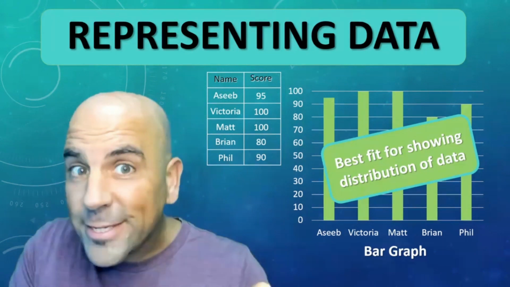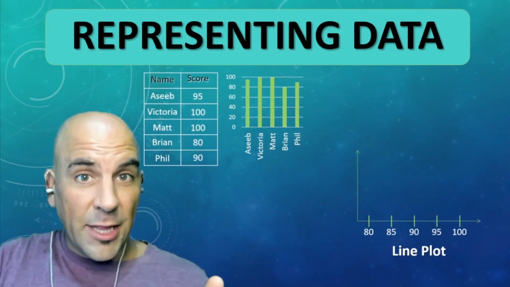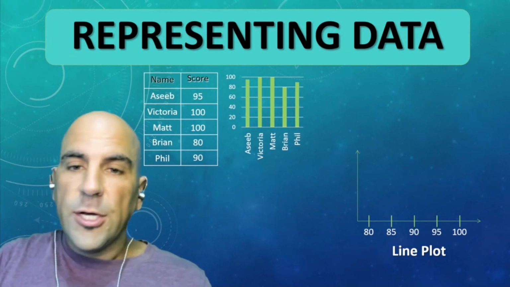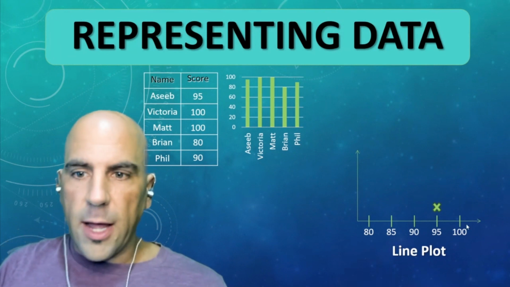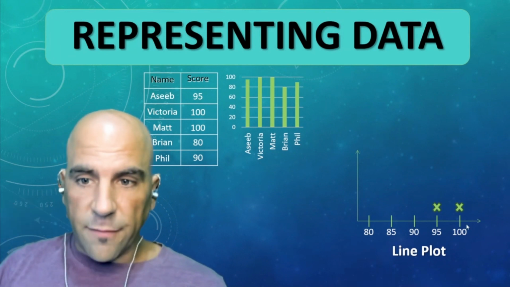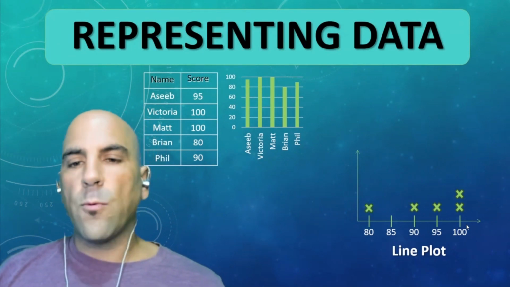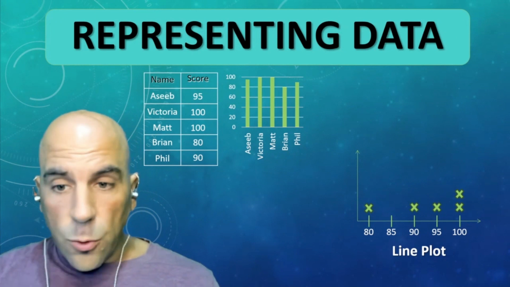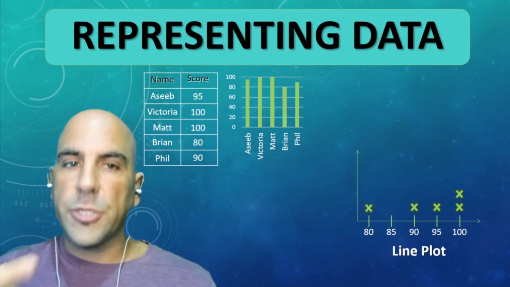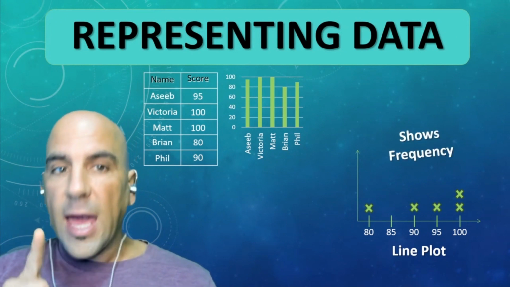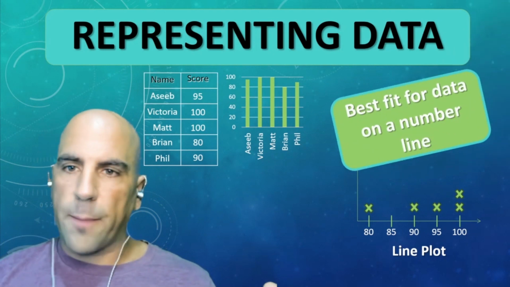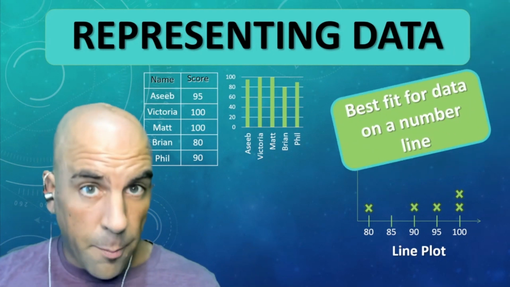Another way we could show this data is a line plot. Yeah, check this out. So we would go over to this number line here, and we would mark our test scores, all of them at once. Okay, so we got a 95, 100, 100, we got an 80, and we have a 90. Now, when you want to do a line plot, you're going to show frequency. All right, and this is the best way to represent data on a number line.